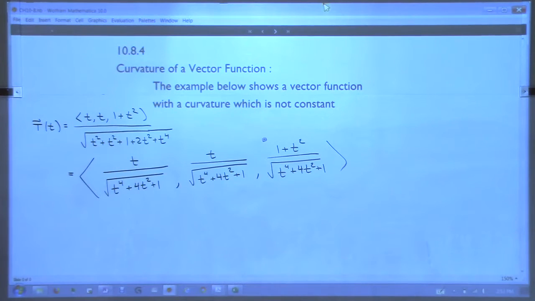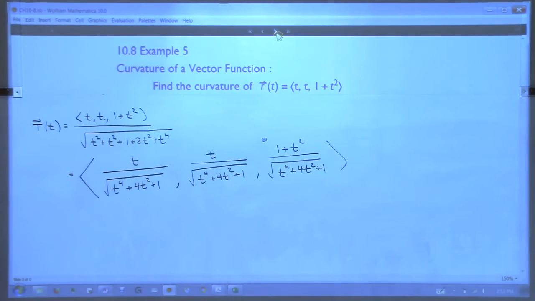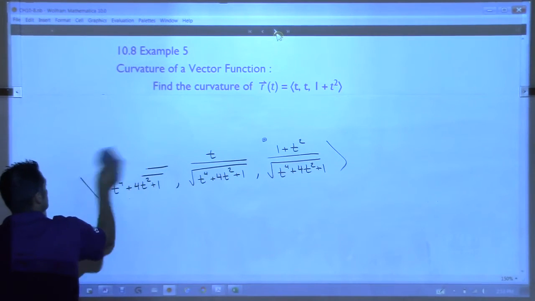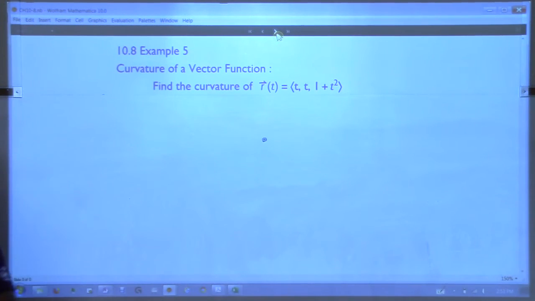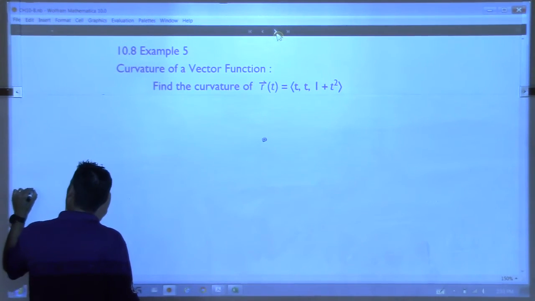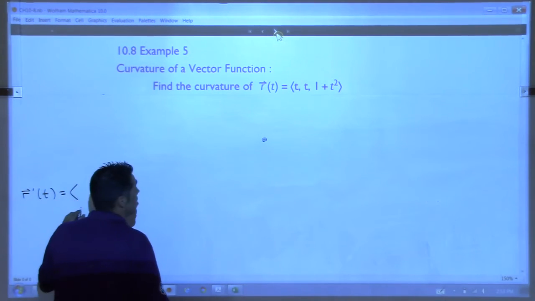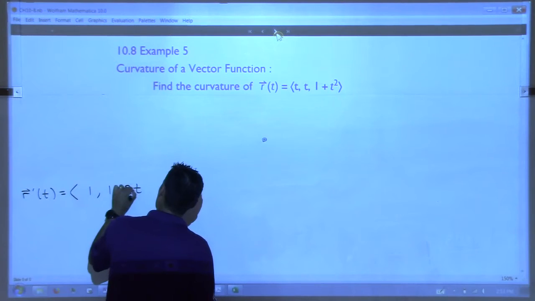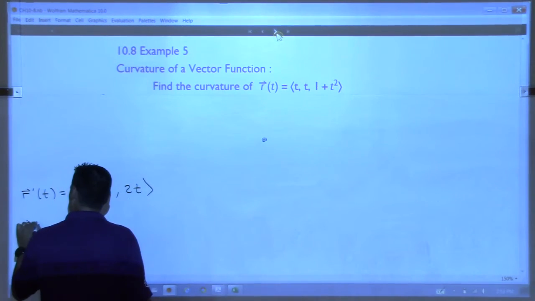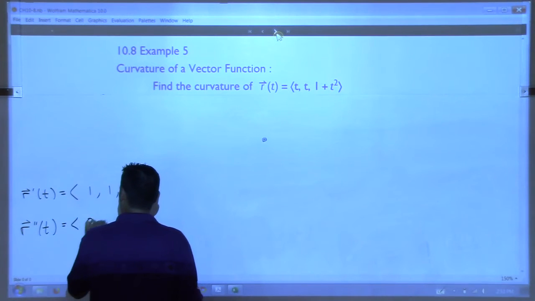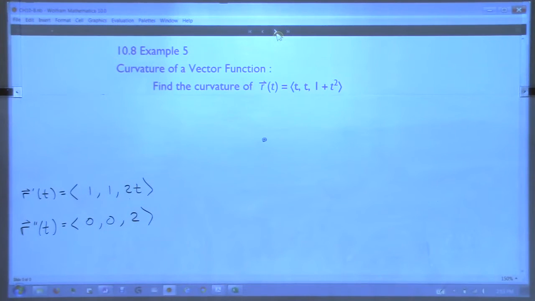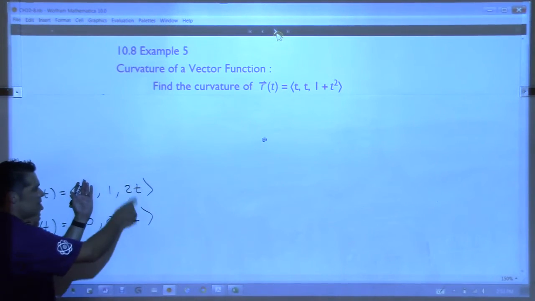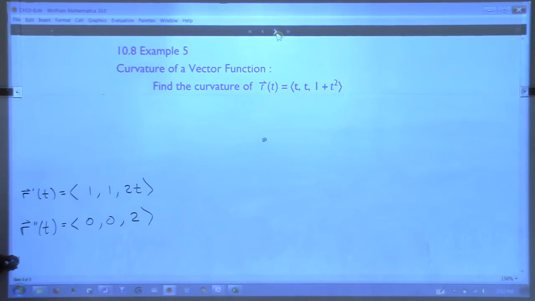So I'm going to start over, right? And go back, because I don't need capital T at all for this formula. I just need the first and second derivatives, right? So the first derivative of this vector function is nice, right? 1, 1, 2t. And the second derivative of this is even better. 0, 0, 2. Right, there's my first and second derivatives. And when I do the cross product of these, I can do that thing where I do that, right? So let's do the cross product.